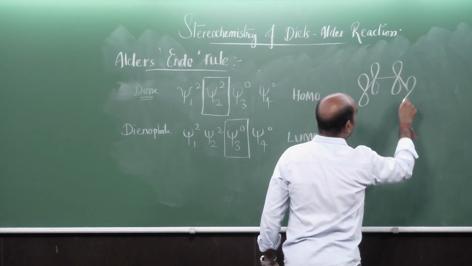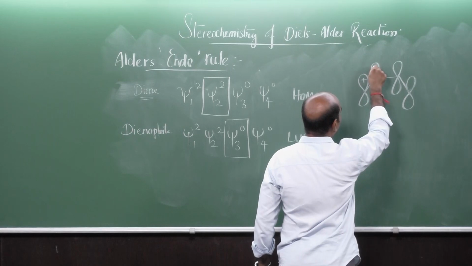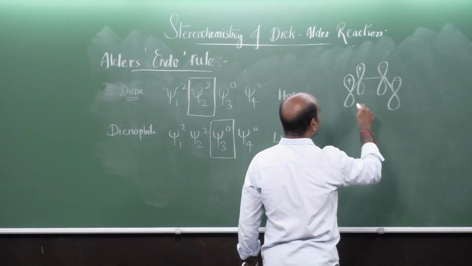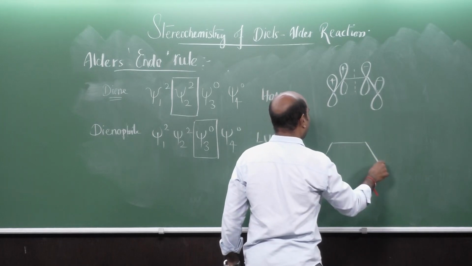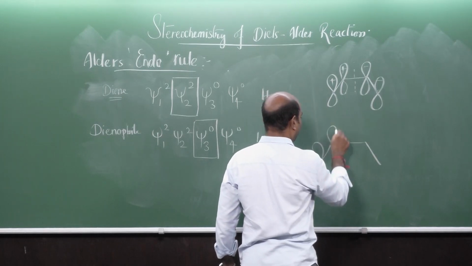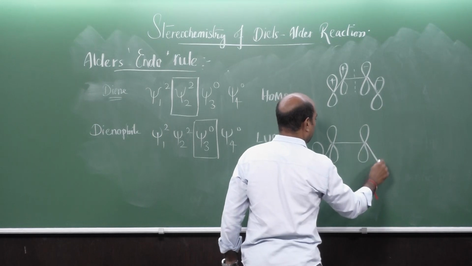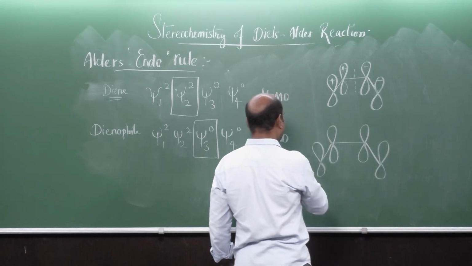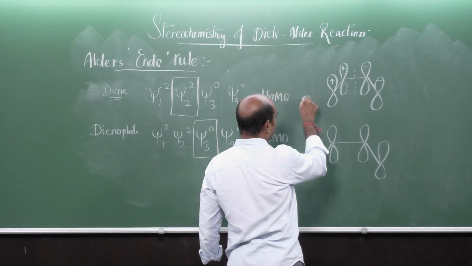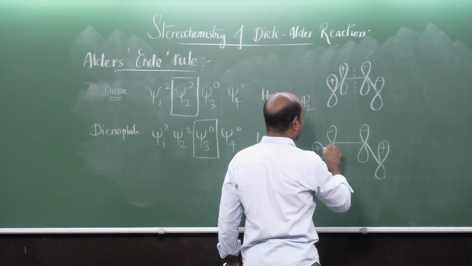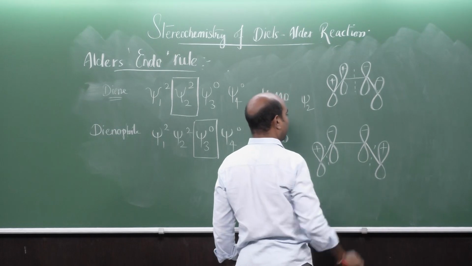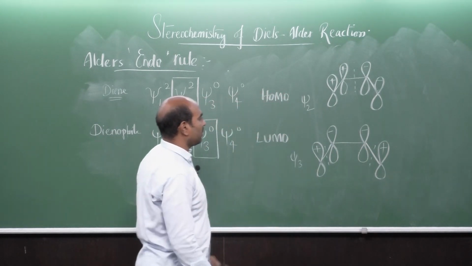Psi2 means only one node will be there, plus, plus, minus, minus, right? So one node will be there. And for the dienophile also, psi3, this is psi3, this is psi2. Two nodes will be there, plus, minus, minus and plus. So you will see two nodes here. So these are the molecular orbitals.